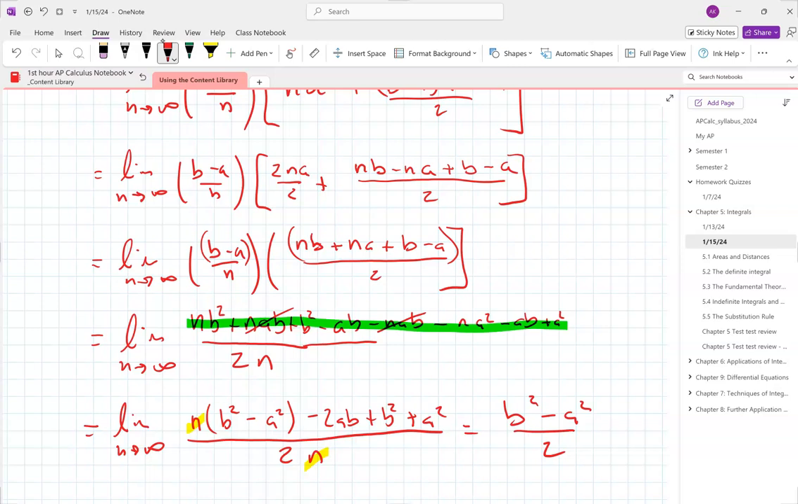Woof. Again, would I ask you to do this? No. Will the AP ask you to do this? No. Okay. Is it good to be able to do? Yeah, right? At least being able to follow what I'm doing. Like, okay, all right, okay, a lot of algebra. There it is. All right, I believe you now.